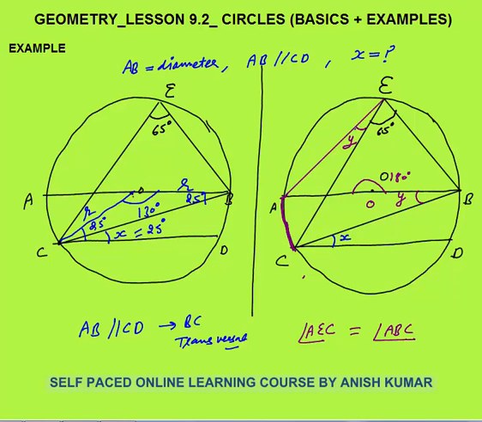So if the complete angle is 90 degrees, how much would this Y be? This would be 25, because 65 plus 25 makes 90 degrees. If this is 25, this Y will also be equal to 25. And we know that they are alternate interior angles, so this will also be equal to 25. X and Y will be equal because AB and CD are parallel lines and BC is the transversal.